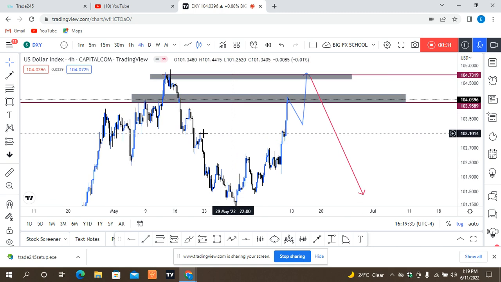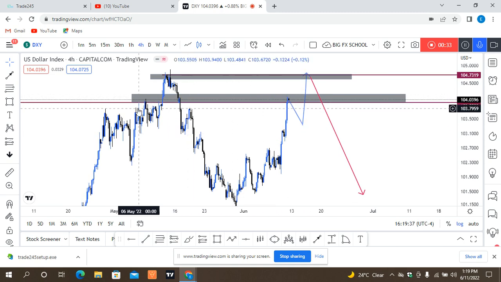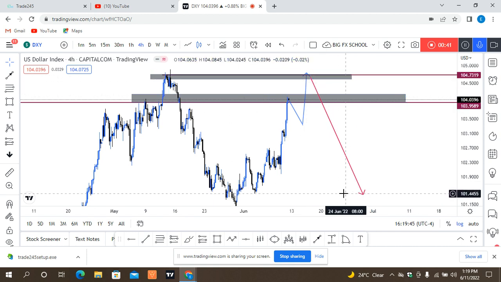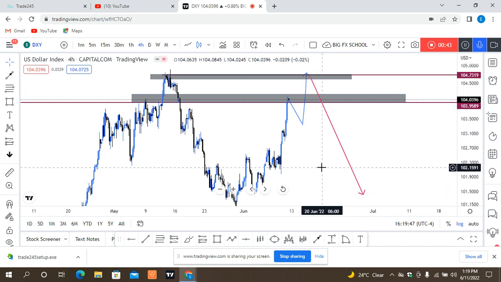So starting with the DXY, I see at the current level, we will have a short-term correction to the downside, then the push to the upside before the big drop in the DXY. So I will be looking to buy USD pairs for the coming week.